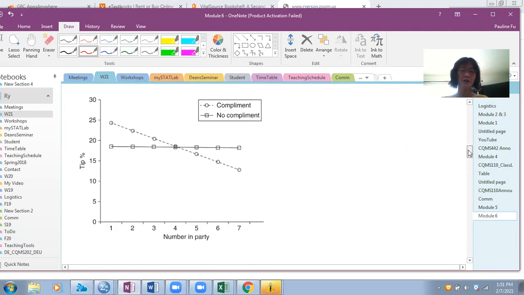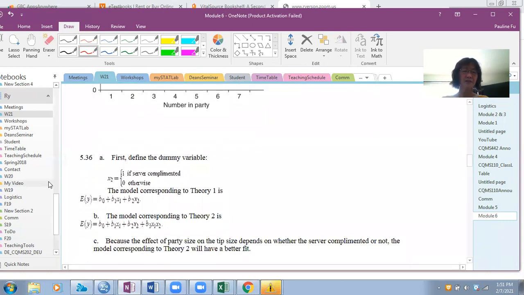Okay. So the model, in theory 1, would be E(Y) equal to B0 plus B1 X1 plus B2 X2. Some textbooks also use beta. It is the same thing, different notation. So you can also write down E(Y) equal to beta 0 plus beta 1 X1, where X1 is party size, a quantitative variable, and then plus beta 2 X2.